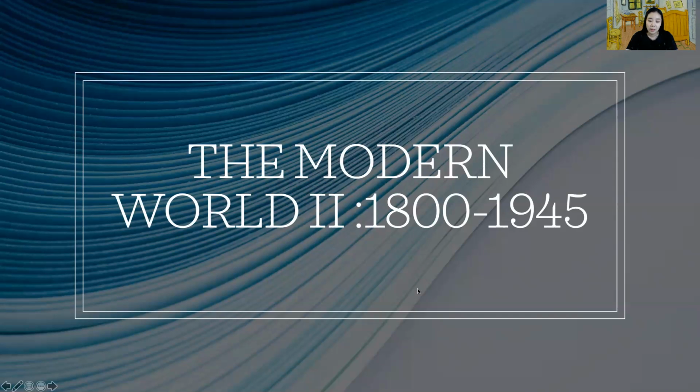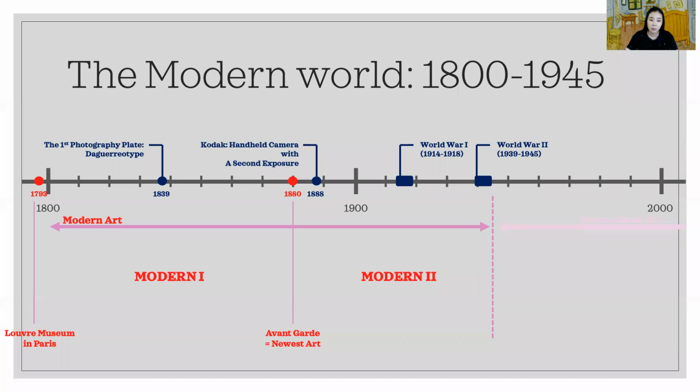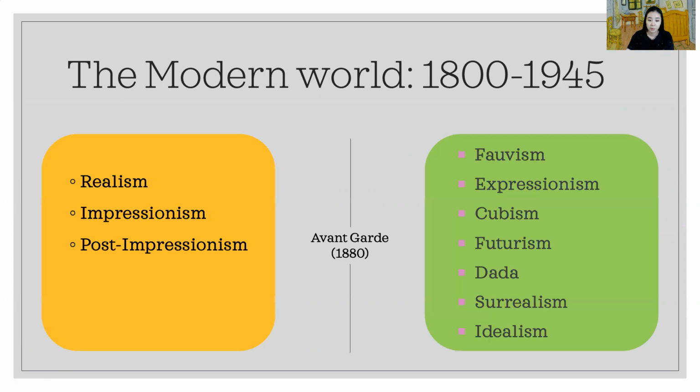Hi everyone, this is the second modern art video. Modern art is divided into two, before the avant-garde and after the avant-garde. In the previous video, we learned about realism, impressionism, and post-impressionism, which came before the avant-garde. So if you didn't watch the first modern art video, please watch modern art 1 first.